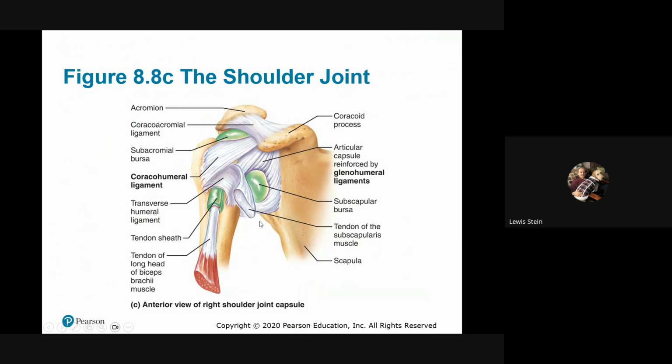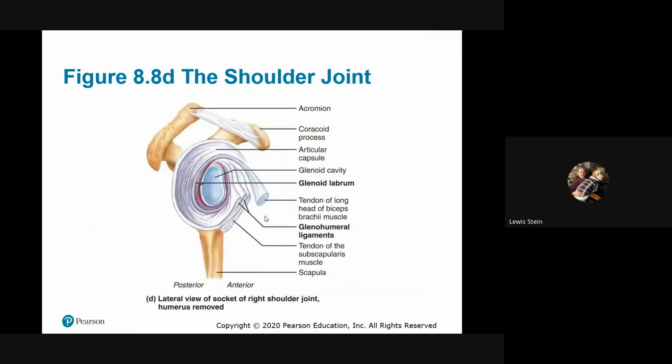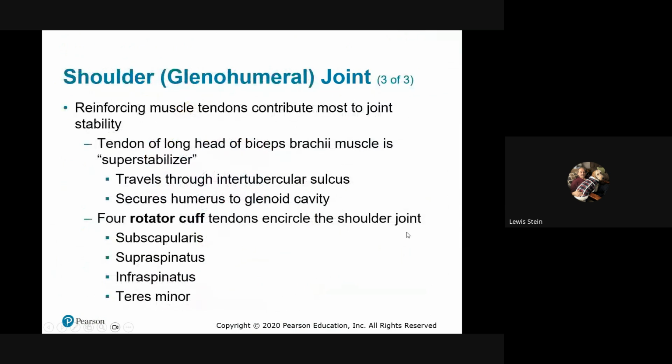This again is the super stabilizer, that long head of the biceps. The short head goes to the coracoid process over there. So it's reliant on these structures where other joints are not, and you can see that from the illustration there. So the super stabilizer, the four muscles, I'm not going to ask you about that.